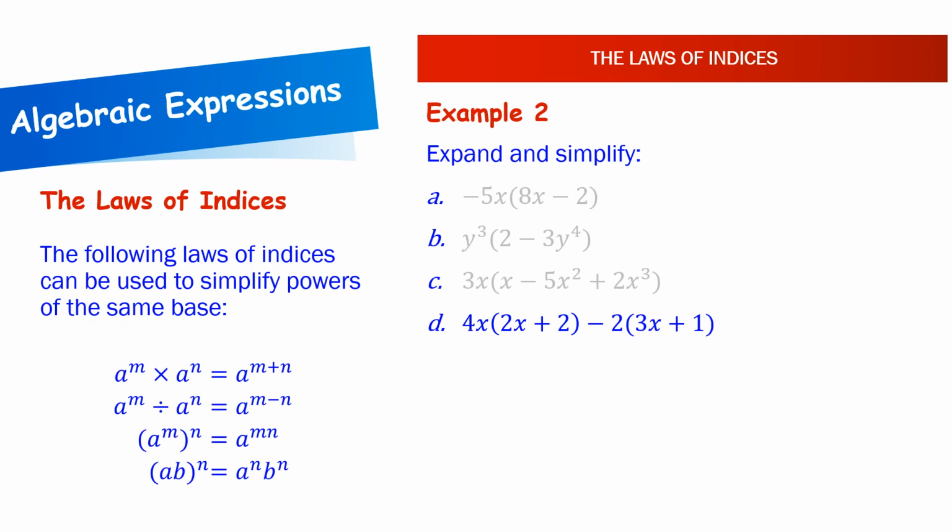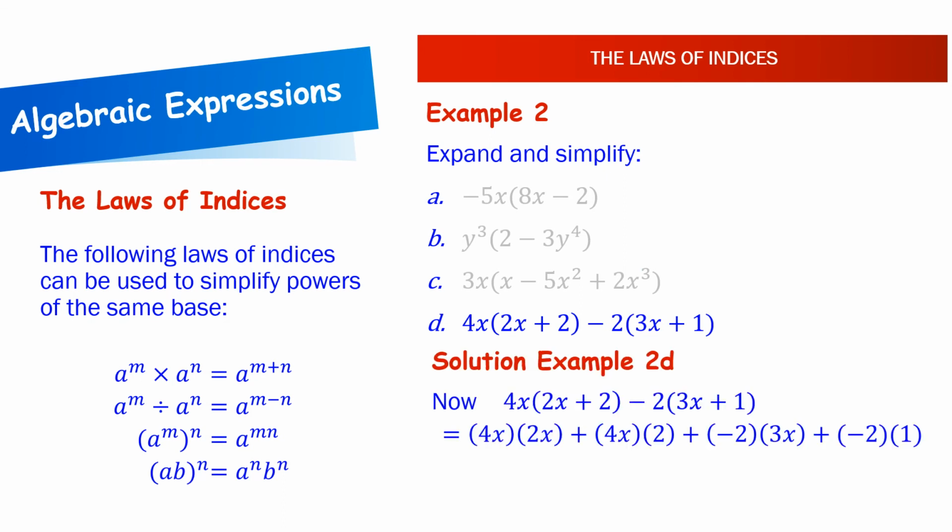We now solve example 2d. So expand the first term and the second term. And now for the second term, as shown. And tidying up, and finally tidying up some more. So 8x minus 6x is equal to 2x. And here's our expression.